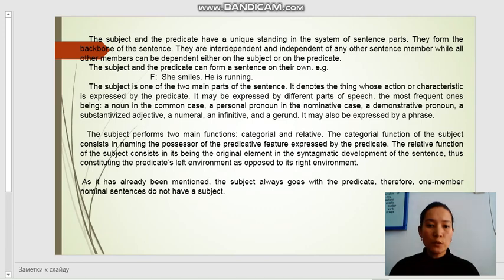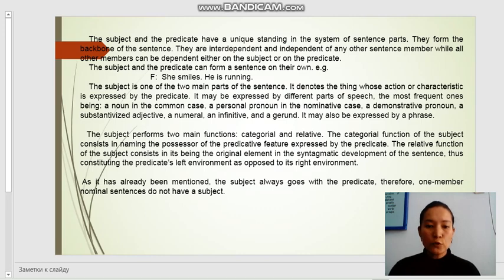The subject is one of the two main parts of the sentence. It denotes the thing whose action or characteristic is expressed by the predicate. It may be expressed by different parts of speech, the most frequent ones being a noun in the common case, a personal pronoun in the nominative case, a demonstrative pronoun, or a substantivized adjective, a numeral or an infinitive and a gerund. It may also be expressed by a phrase.